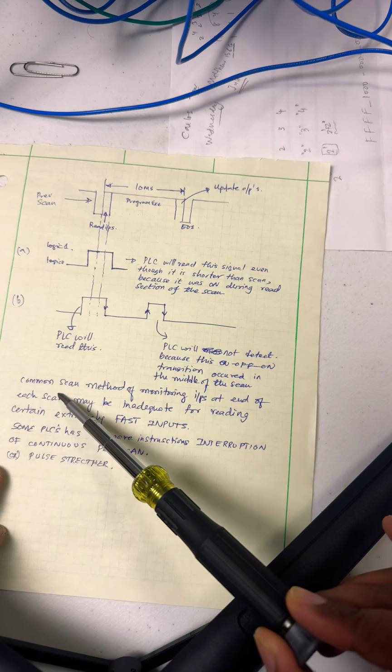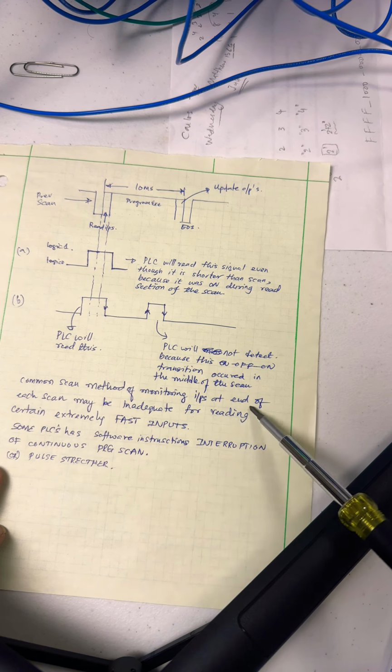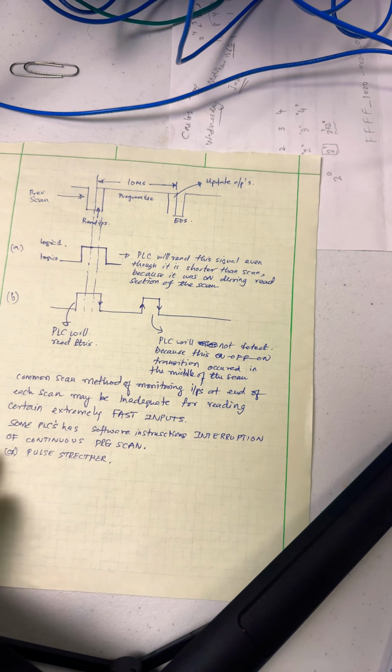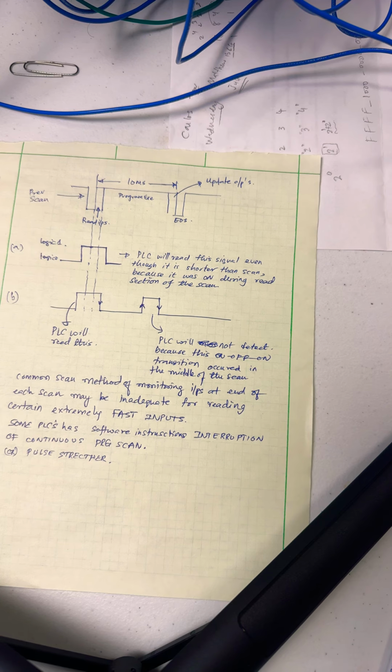So the common scan method of monitoring inputs and data on each scan may be inadequate for faster moving inputs. And that's where some PLCs use interrupt instructions outside of the continuous program, or we can even use pulse stretcher hardware modules. That's all for this video.